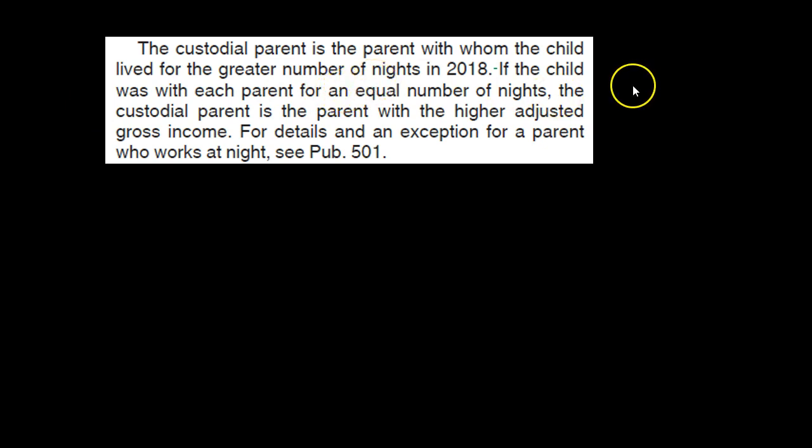Back to the text. If the child was with each parent for an equal number of nights, the custodial parent is the parent with a higher adjusted gross income. So if it's an even split, which often happens in a separation agreement, it goes to the person with the higher adjusted gross income. My interpretation would be that the logic is that there would be more financial support with that person or something like that. But in any case, that's what we have here. So for details and an exception for a parent who works at night, see Publication 501.